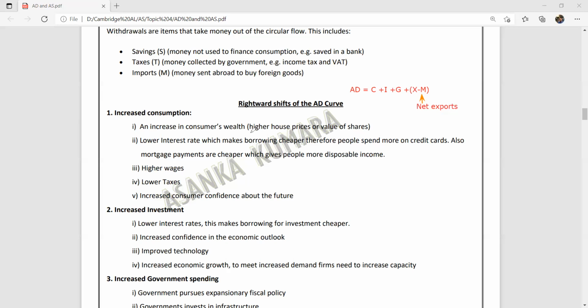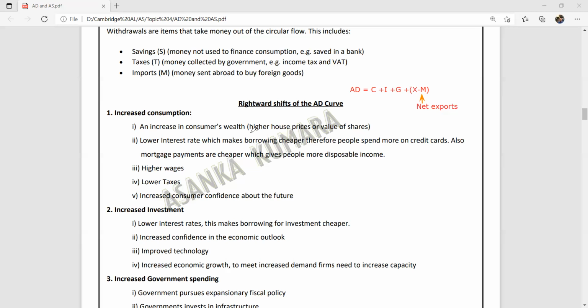Increased consumer confidence. They believe that they have no fear of losing jobs. They believe they have a good prospect, no bad economic impact in future, then they will definitely spend more. If they believe the economy is not performing well, even they have no trust about future earnings, definitely they save a lot, and spending goes down. Likewise.